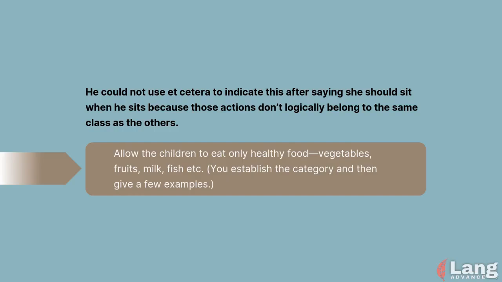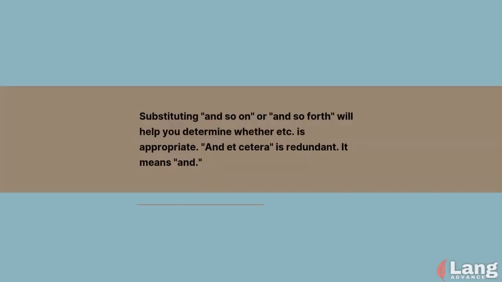Allow the children to eat only healthy food: vegetables, fruits, milk, fish, etc. You establish the category and then give a few examples. Substituting and so on and so forth will help you determine whether etc. is appropriate and etc. is redundant. It means and.